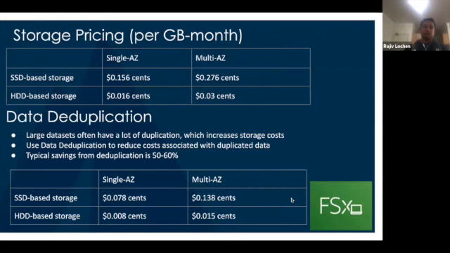FSx supports data deduplication. For large data sets, we often have a lot of duplicated data, which basically increases storage costs, so we want to reduce that cost. FSx supports data dedupe, and once it is enabled, you save up to 50 to 60% of your costs. Once data dedupe is enabled, you can see the pricing is halved: for SSD-based storage for a single AZ, it's 0.078 cents, and multi-AZ, it's 0.138 cents.